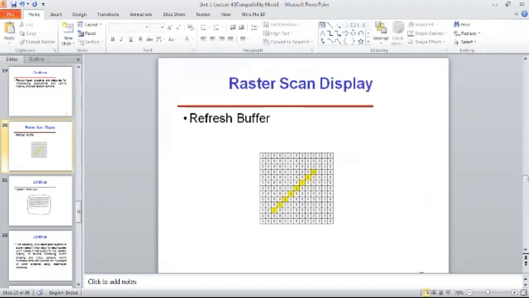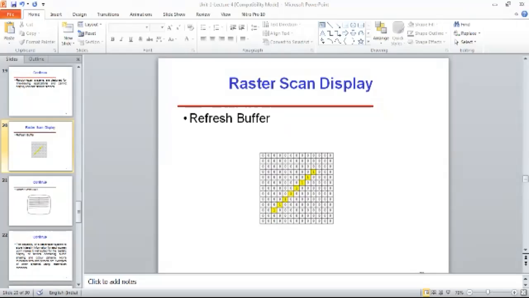Another system is called the raster scan display. First is the random scan display, which we use to draw various lines on the screen. And the other system, called the raster scan display, we use for the raster scan display.